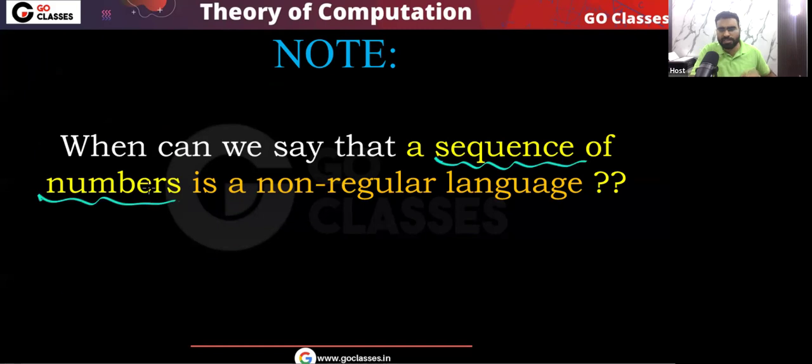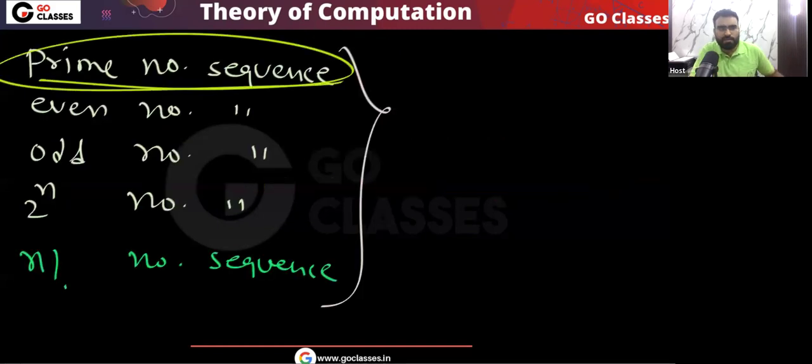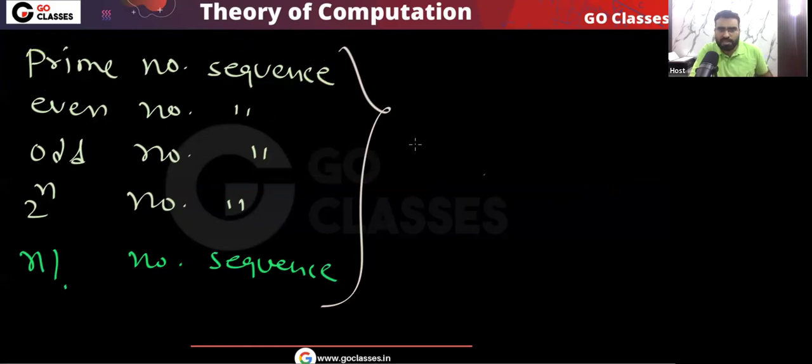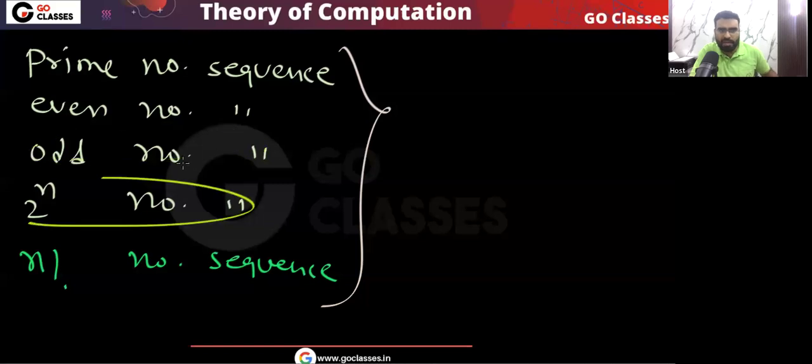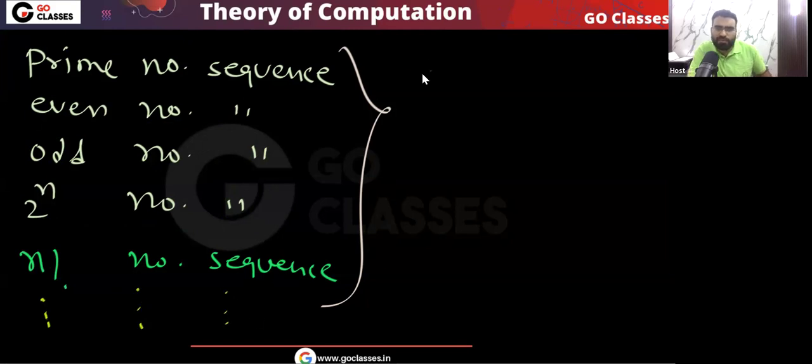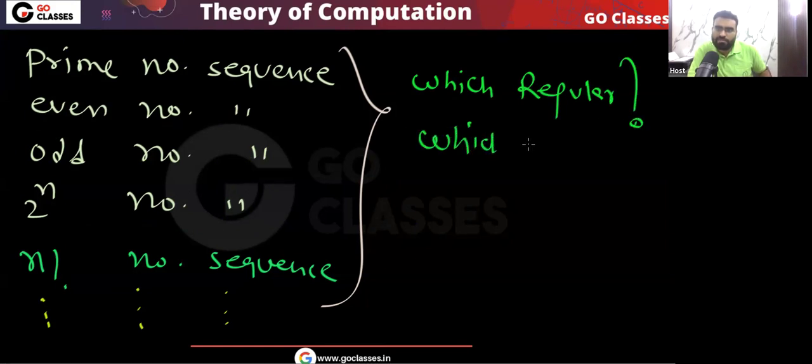When can I say a sequence of numbers is regular, and when will it be non-regular? For example, the prime number sequence, meaning the set of prime numbers, or the set of even numbers, or odd numbers, or 2 power n numbers, or n factorial numbers, and so on. There can be more sequences. Which of them will be regular and which will be non-regular? This is what we need to check.